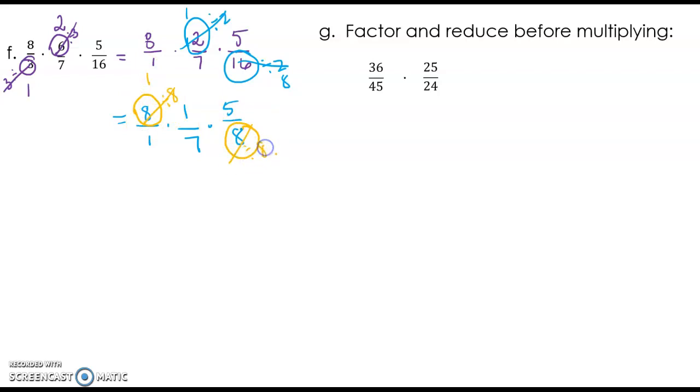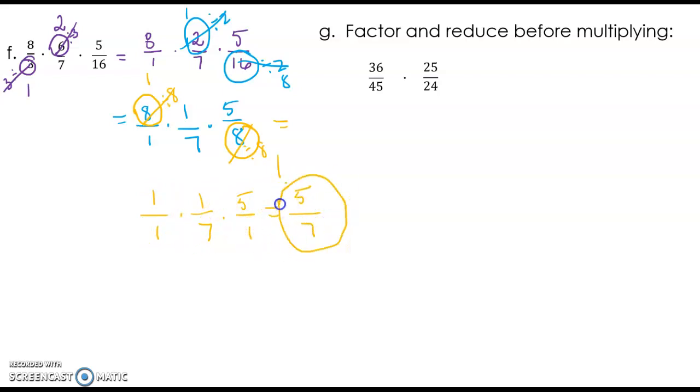Divide by 8 and get 1. So I'll rewrite this down here. So I have 1 over 1 times 1 over 7 times 5 over 1, which gives me 1 times 1 times 5 and 1 times 7 times 1.